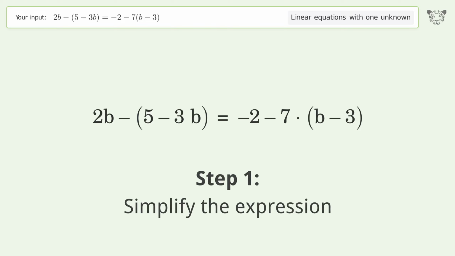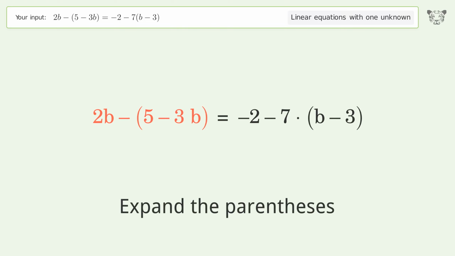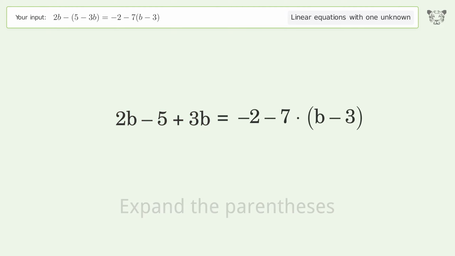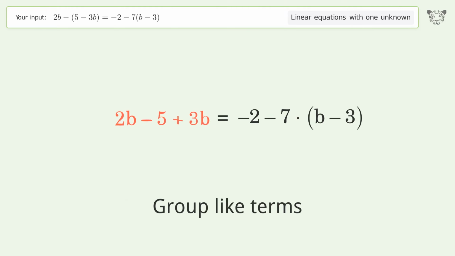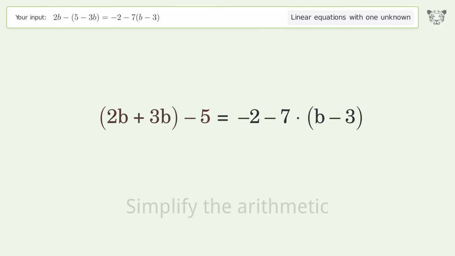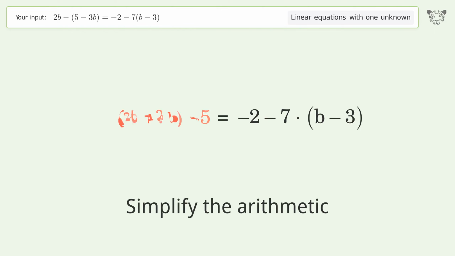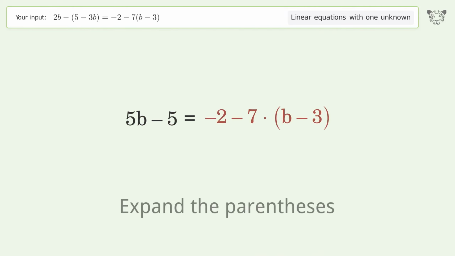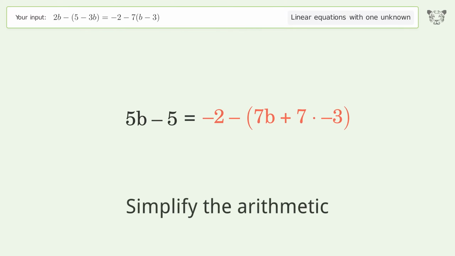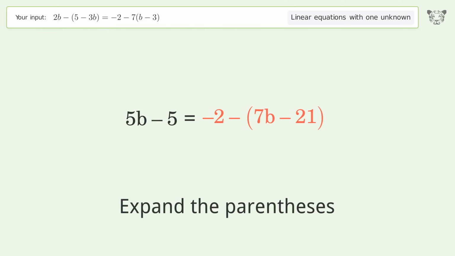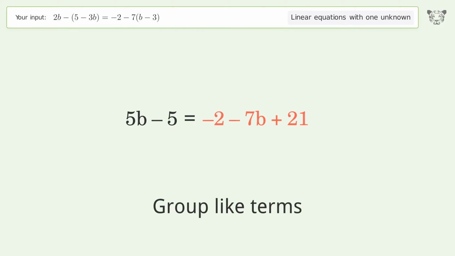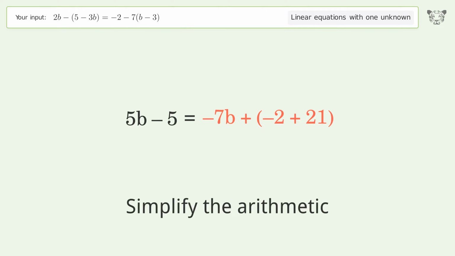Simplify the expression. Expand the parentheses. Group like terms. Simplify the arithmetic. Expand the parentheses. Simplify the arithmetic. Expand the parentheses. Group like terms. Simplify the arithmetic.